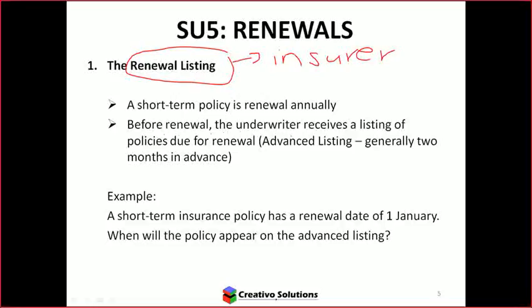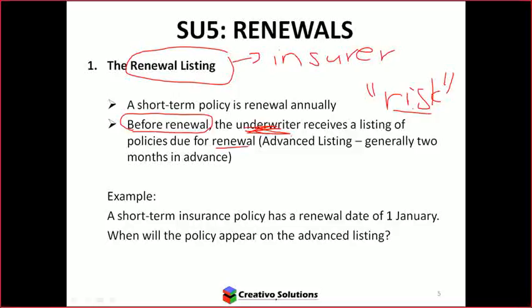Okay, so what happens is before renewal, the underwriter will receive a listing of policies that are due for renewal. And what is the underwriter's job? To establish the risks. Okay, so their job is to measure. Have things stayed the same or have things changed? Okay. So have you claimed over the last 12 months or haven't you? If you have claimed, then that's going to change your profile slightly versus if you haven't claimed.